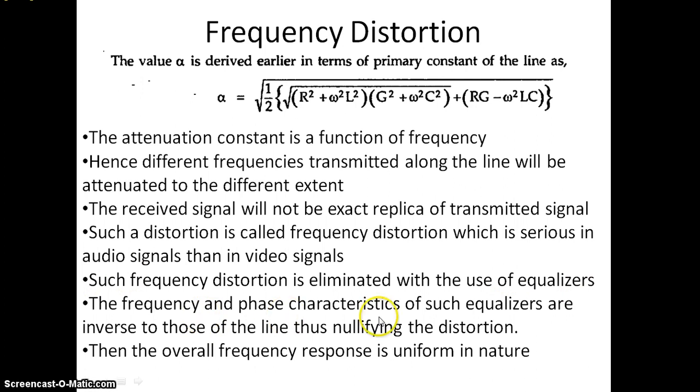The frequency and phase characteristics of equalizers are designed such that they are inverse to those of the line. That is, the frequency and phase characteristics of the equalizer should oppose the frequency and phase characteristics of the transmission line. In that case, the distortion is nullified, and the overall frequency response is uniform in nature.